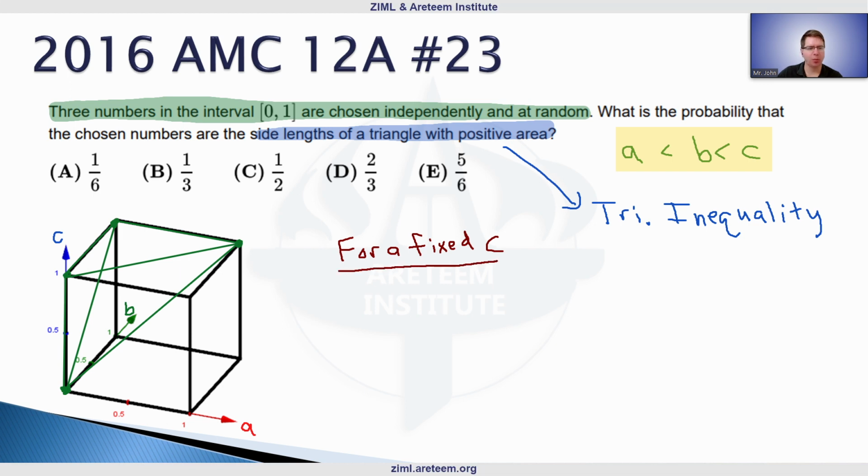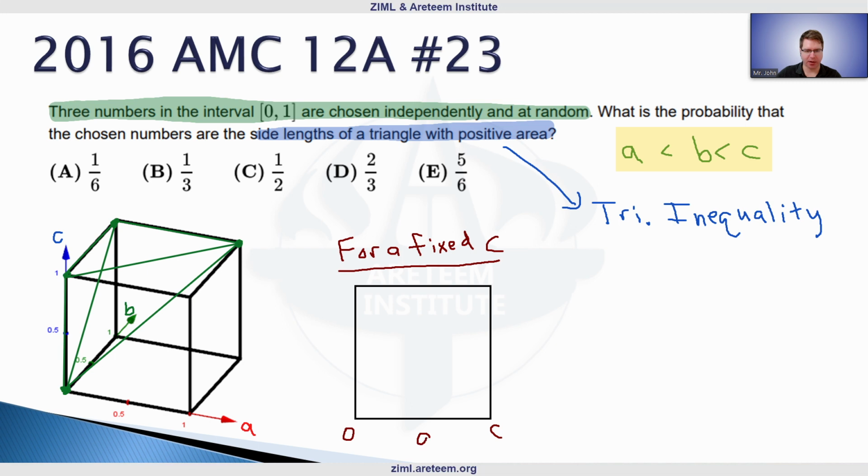So what does our picture look like in that scenario? For a fixed C value, what's going on in our inequality? If we have a fixed C value, notice that we have A is less than B is less than C. So in fact, we can turn our entire focus onto between 0 and C here.